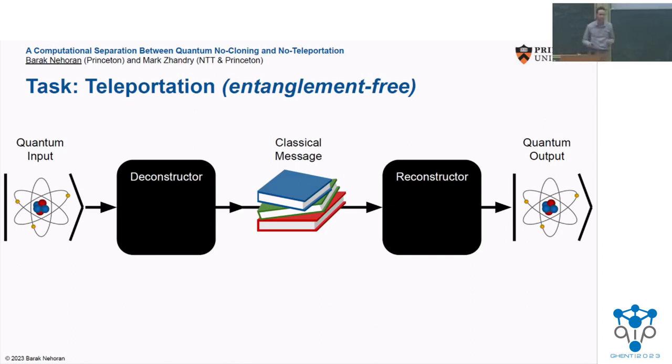And note that anytime I say teleportation in this talk, I mean teleportation without entanglement. I know there can be a bit of confusion about this, but this is just what it is called in the context of the no-teleportation theorem. Teleportation in this context is teleportation without entanglement. It's just sending a quantum state through a classical channel.